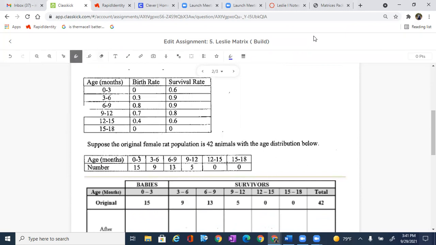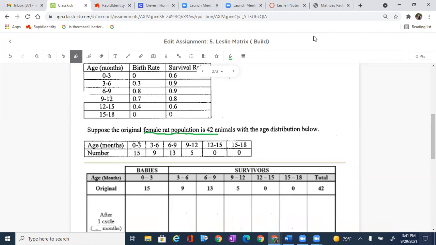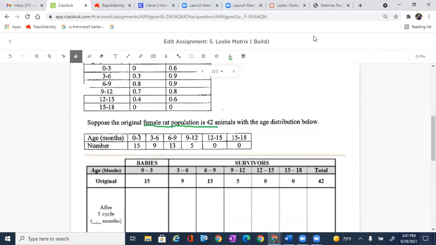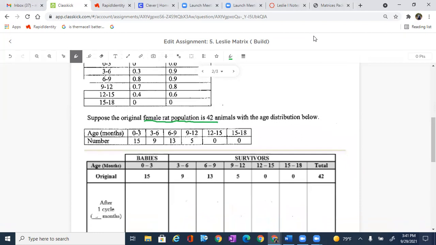Now, in this problem, we are going to be particularly talking about the female rat population. Okay, and what we're going to do is we're going to start with a total of 42 animals. Now, I'm going to start with a table so we can show how this population is going to grow and how to make sense of building a matrix statement. So let's go ahead and start here.